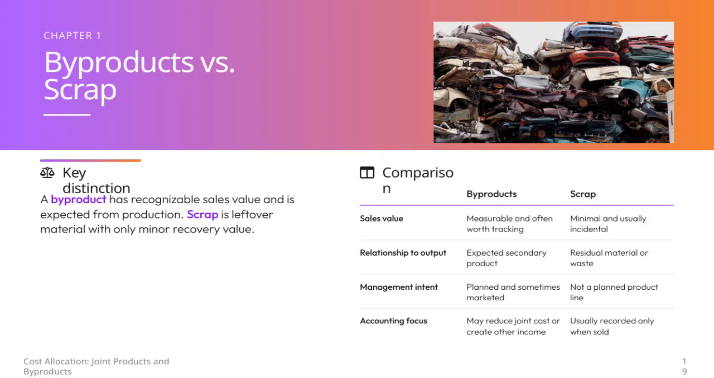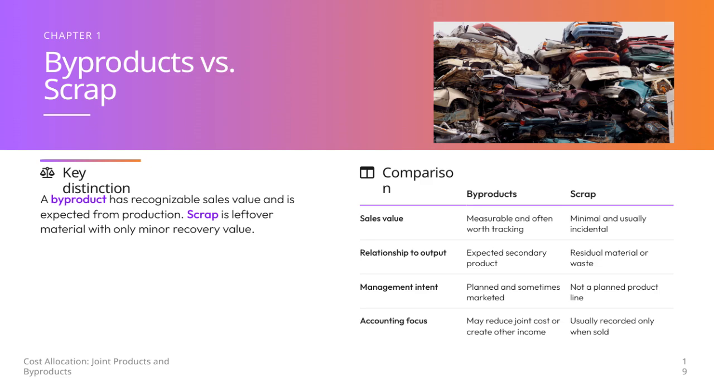When we talk about byproducts and scrap, the key distinction lies in their value and role in production. A byproduct is a secondary product that has a recognizable sales value and is expected to result from the production process. In contrast, scrap is leftover material that usually holds only minor recovery value and is often considered waste. Byproducts are measurable and often worth tracking because they contribute to the overall revenue. Scrap, on the other hand, typically has minimal value and is considered incidental. Regarding their relationship to the main output, byproducts are expected secondary products, whereas scrap is just residual material.